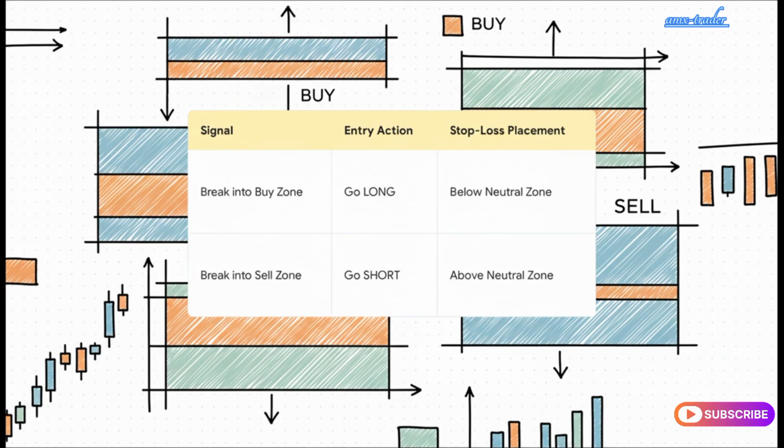No way. The real signal is when you see a strong candle that not only breaks out of that range, but also closes decisively inside the buy zone. That's your signal to enter a long trade. And for your risk management, you just tuck your stop loss right below the neutral zone. And of course, the exact same logic just applies in reverse if you're looking to go short.